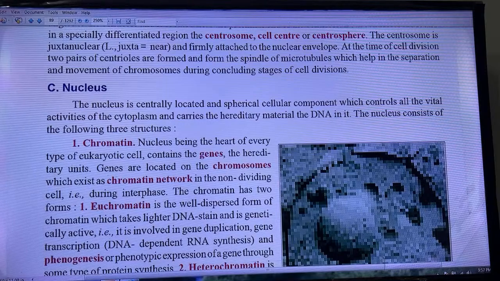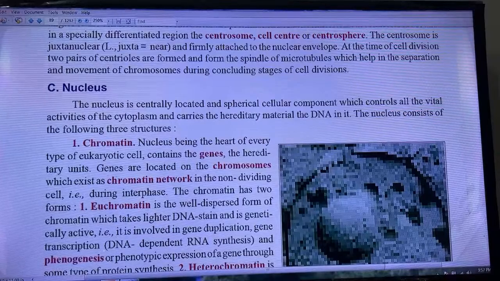At the time of cell division, two pairs of centrioles are formed and form the spindle of microtubules, which help in separation and movement of chromosomes during concluding stages of cell division.